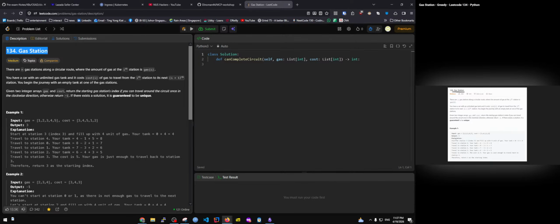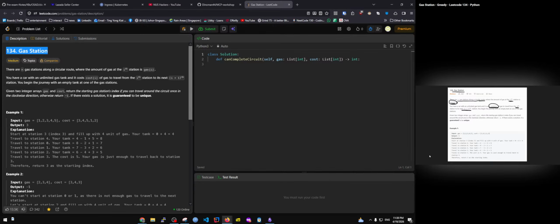So we're given n gas stations along a circular route where the amount of gas at the ith index is just the value in that input array. We're also given a second input array telling us the cost at every single position for us to move from the ith position to i plus 1. So at every position, we have an amount of gas that we can pick up, and we also have the amount of cost it's going to take for us to move to the next position.